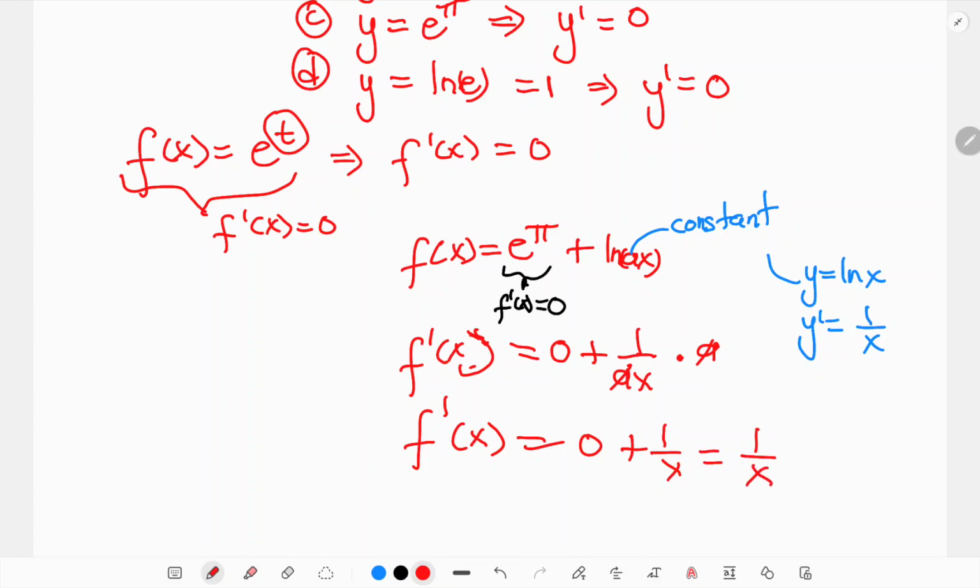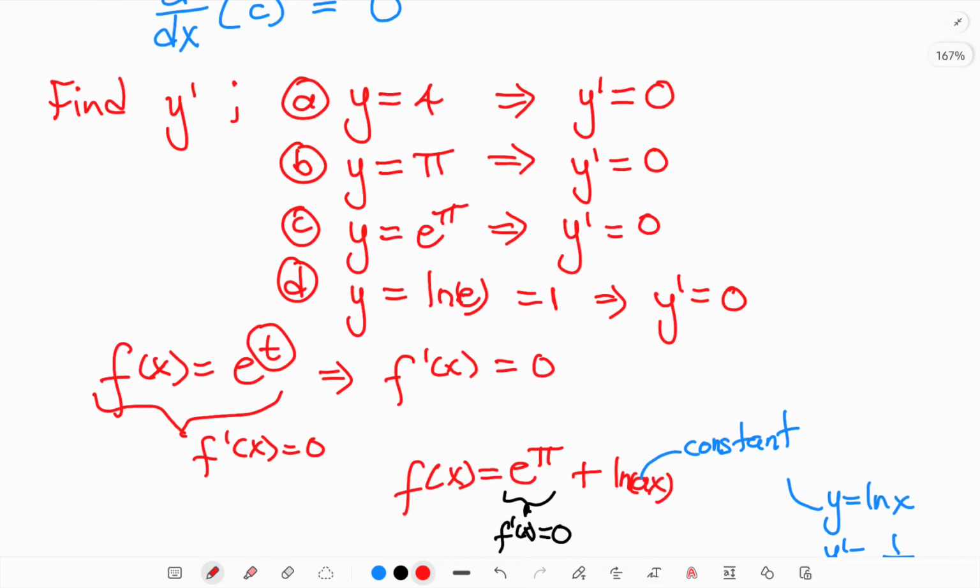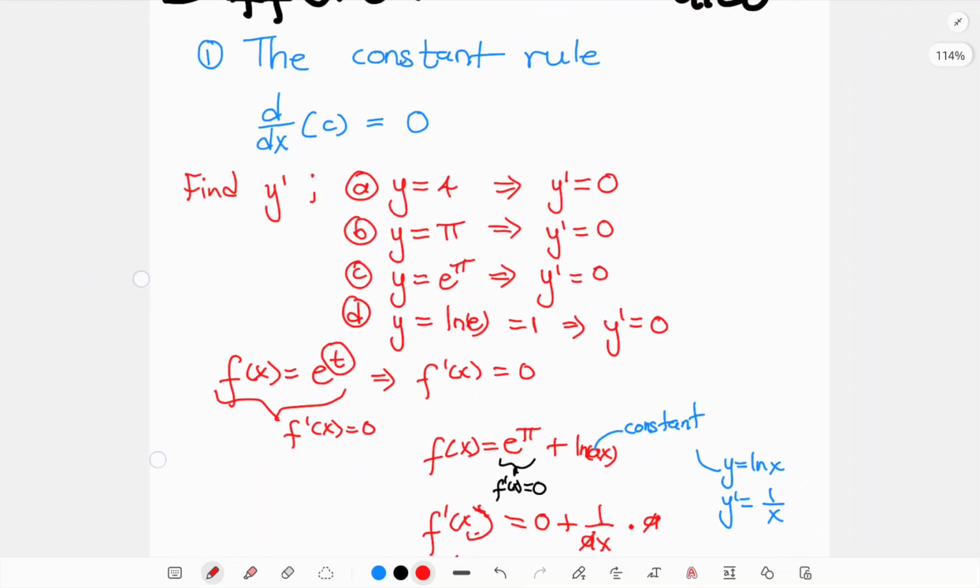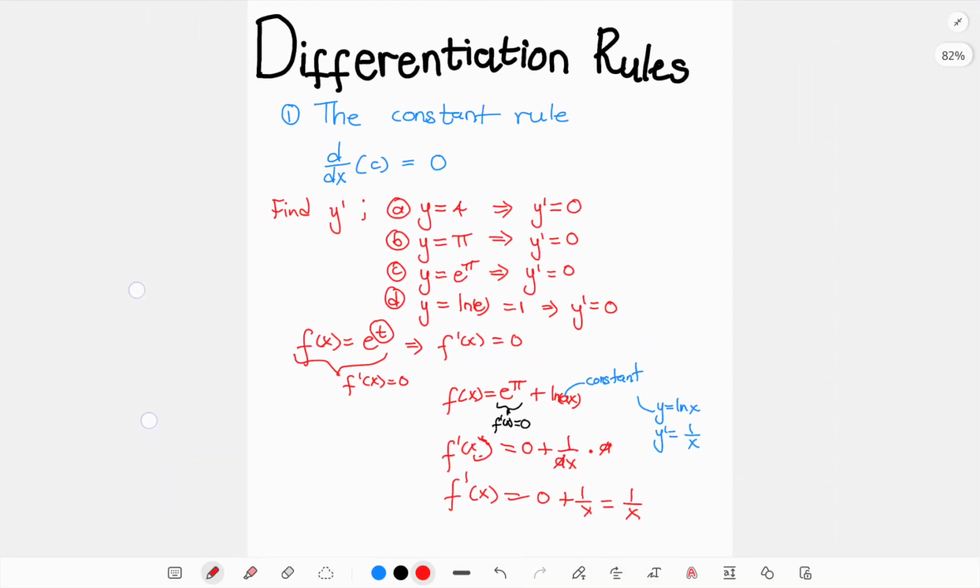So there are just minimal tricks, but if you can understand this first law, the constant rule, you'll be good to go with derivatives.